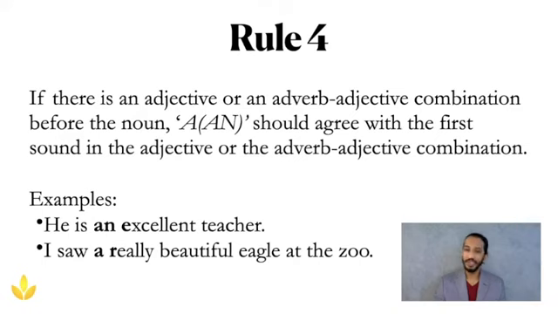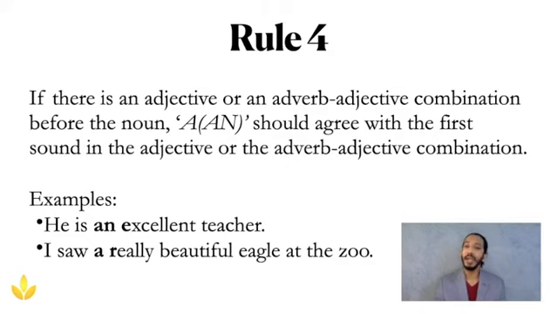So if you notice here, he is an excellent teacher. So an is coming immediately before excellent. So excellent, E is the vowel there. So in complement to the vowel, a becomes an. He is a excellent teacher would grammatically sound wrong and cannot be written the same way.